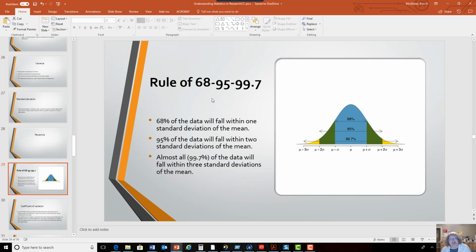We have a rule of 68, 95, 99.7, and that means 68% will fall within one standard deviation of the mean. 95% of the data fall within 2 standard deviations of the mean, and almost all the data will fall within 3 standard deviations of the mean.